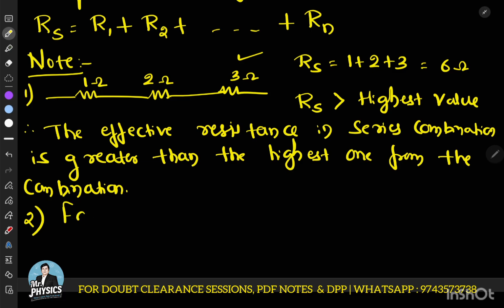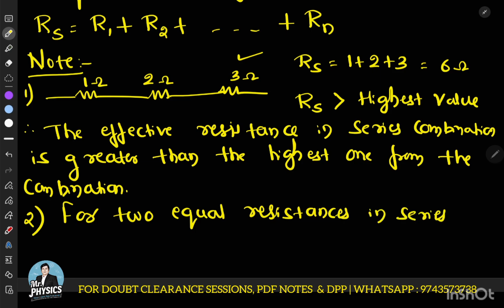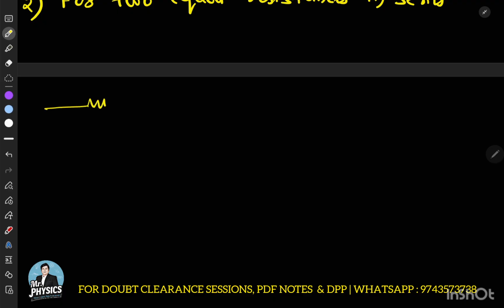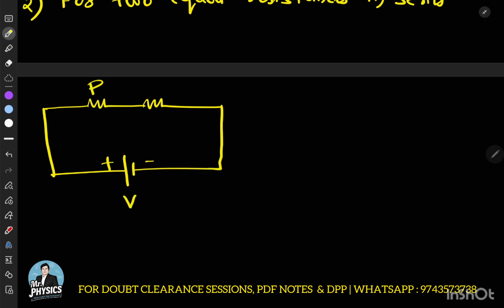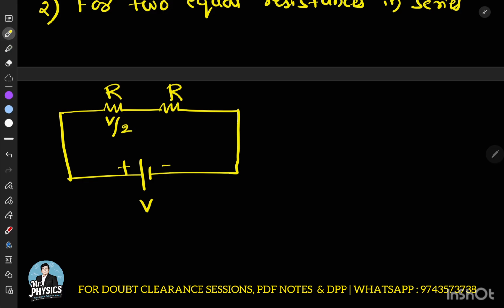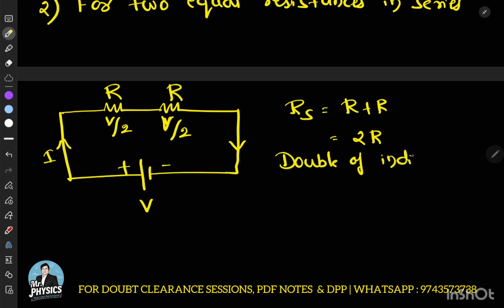Second point we have, that is for two equal resistances in series. So what is this? Let us take two equal resistances and a potential, that is a battery, plus minus. Let us assume that these two are equal. Remember, initially in the derivation I said that when the resistors are equal, the potential gets distributed equally among those two resistors, and whatever current is flowing is always constant, and the effective value will be R plus R, that is 2R. The effective value will be double the individual value.